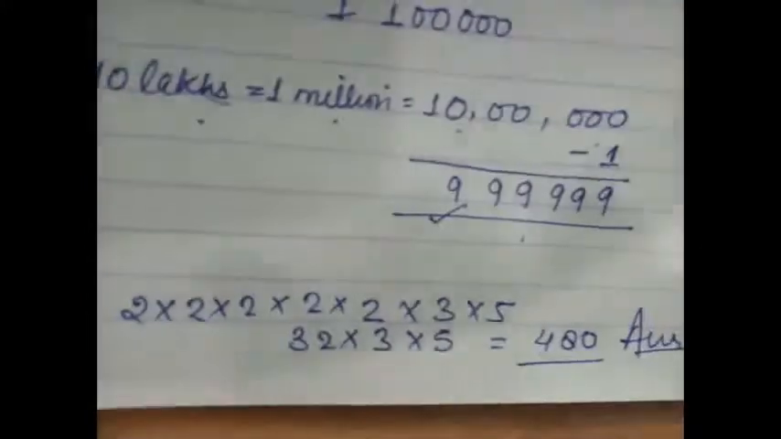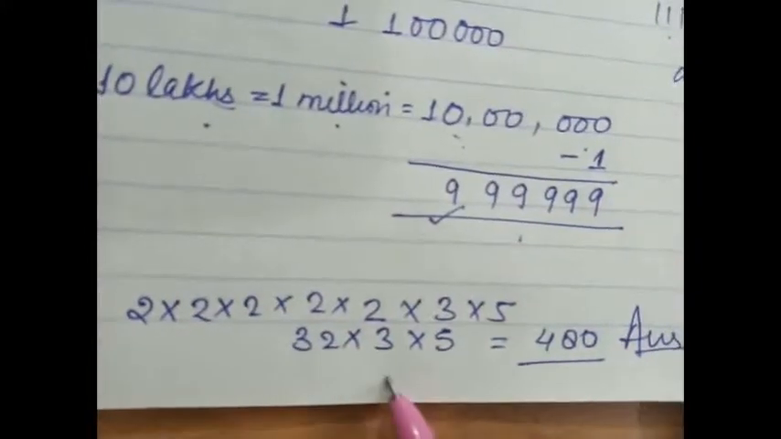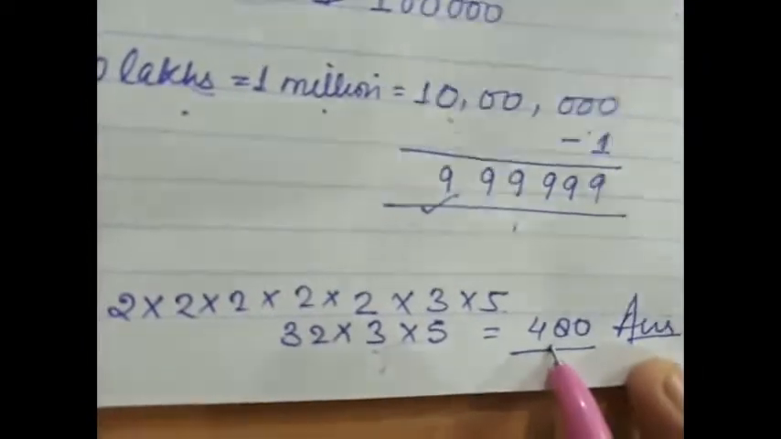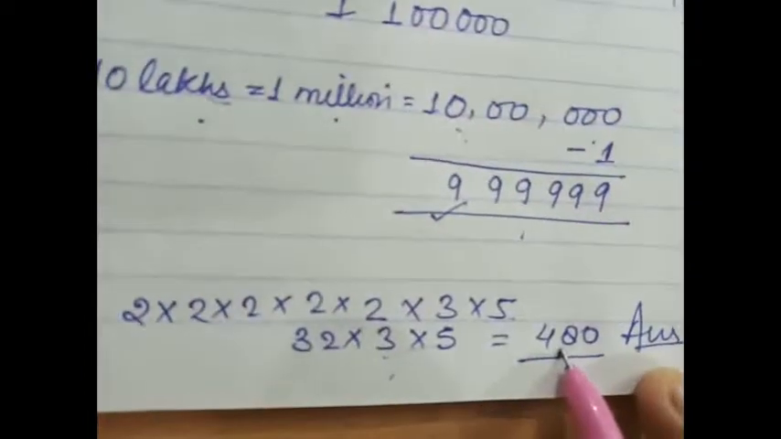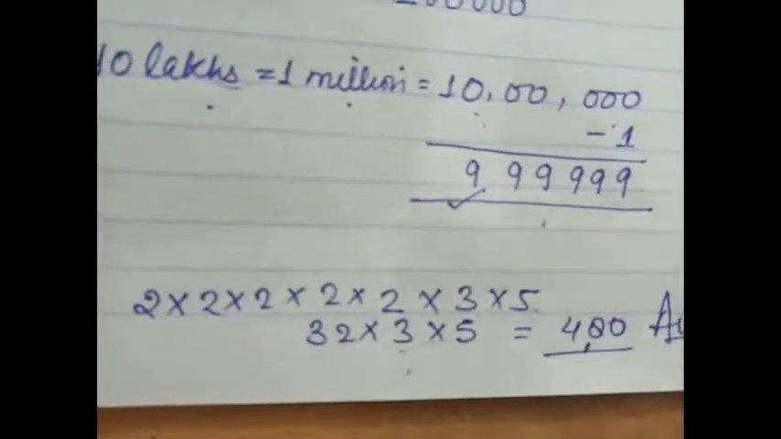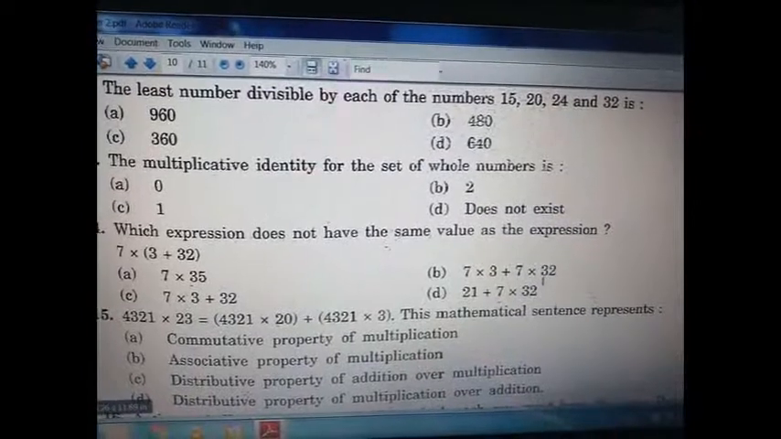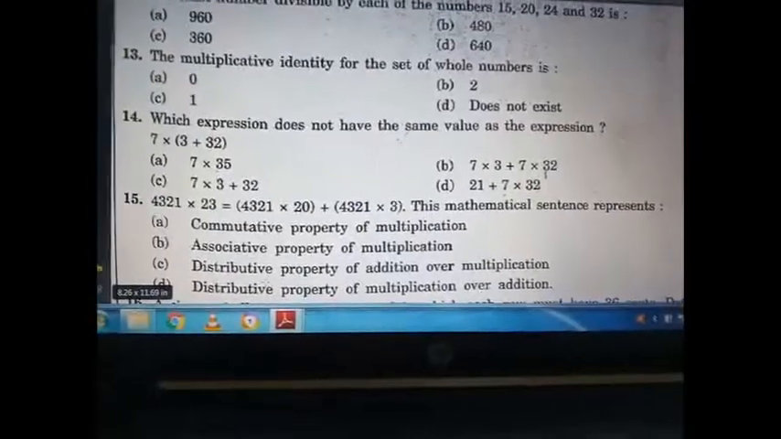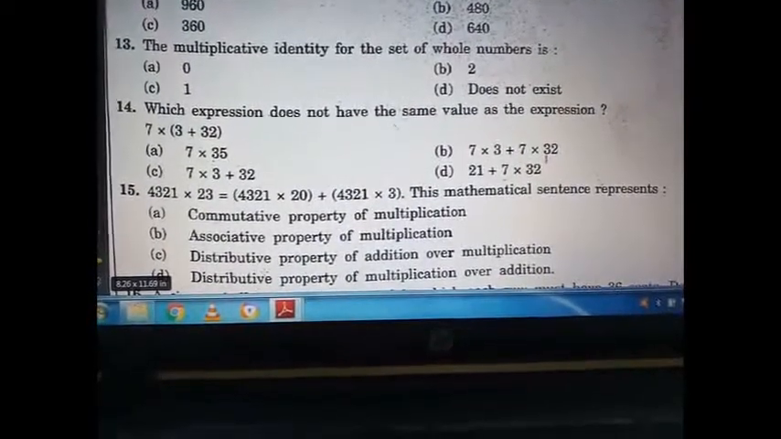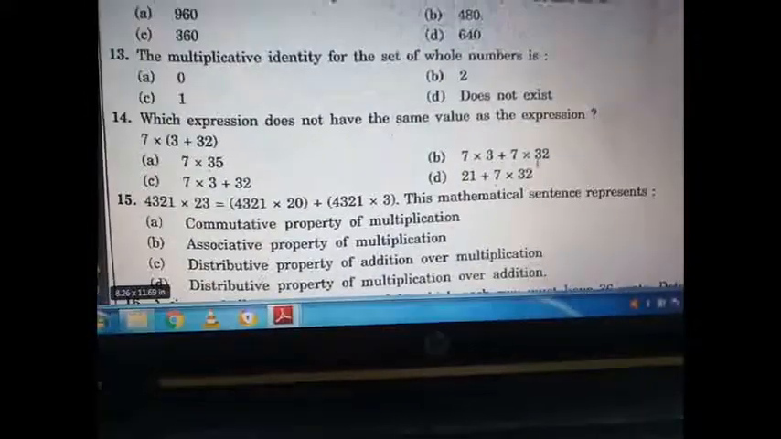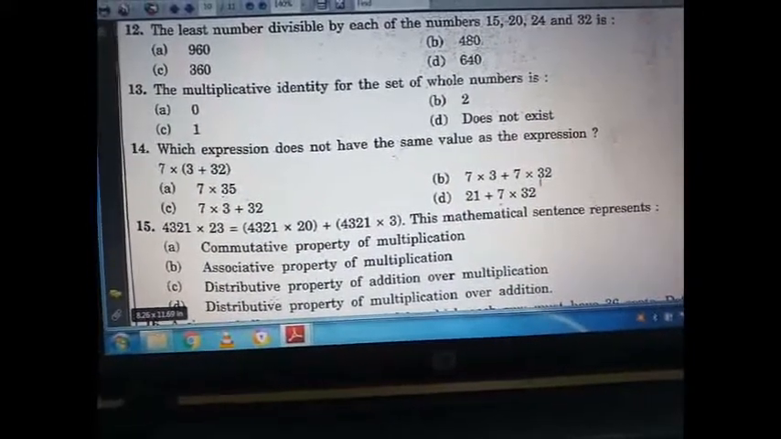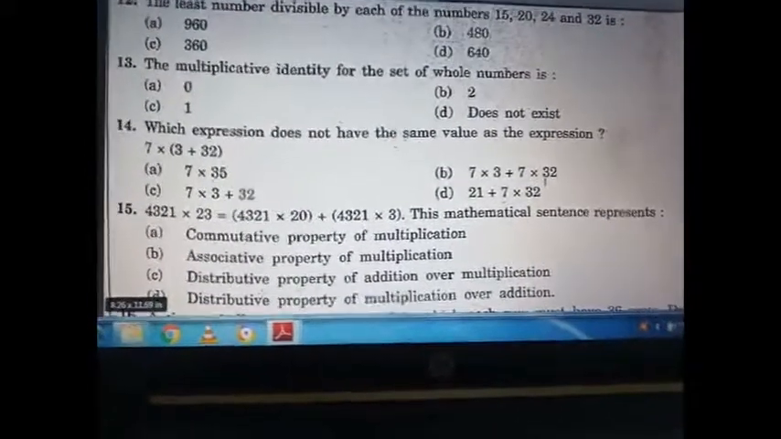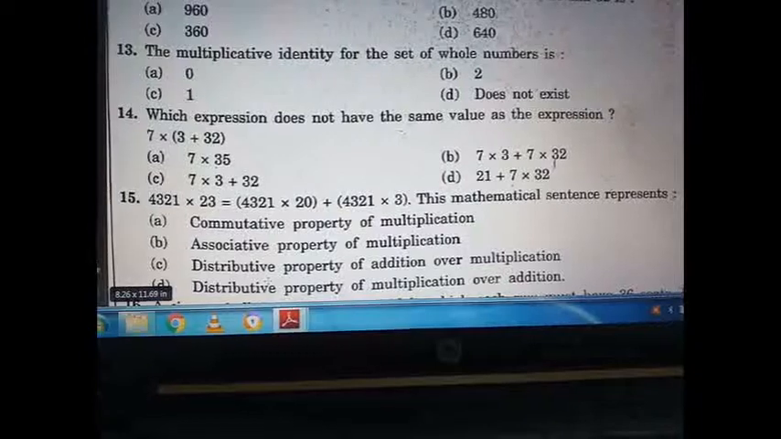Okay, you can see here the multiplication of these numbers has been done, and with the multiplication we have got 480, which is our answer. So we will move with option number B. Now our next question, question number 13, the multiplicative identity for the set of whole numbers is. Here the multiplicative identity for the set of whole numbers is always 1. So we will go through option number C.